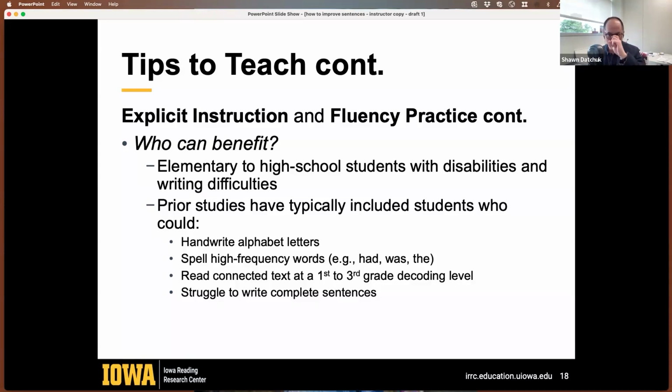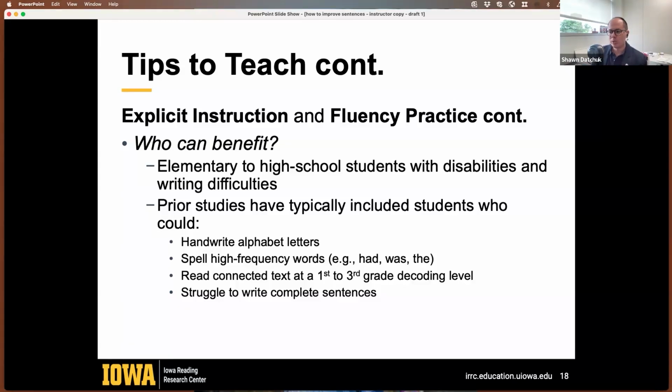So they could handwrite alphabet letters. Their handwriting doesn't need to be perfect, but they need to be able to write with enough legibility that, as a teacher or as a reader, I could tell what they were trying to accomplish. The student needs to be able to spell high frequency words. All the words do not need to be spelled correctly, but they need to be able to spell some high frequency common words such as had or was or the.